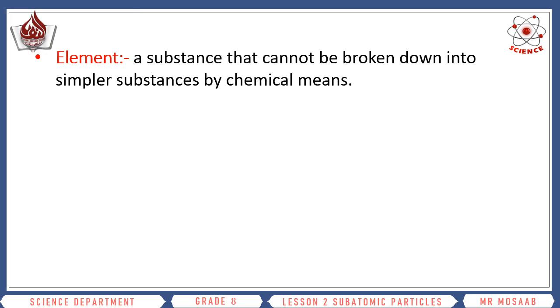Now, element, substance. What is the definition of an element? It means a substance that cannot be broken down into simpler substances by chemical means. You cannot divide it into two new substances. If it is the element sodium, it means that all atoms in this substance are sodium, nothing more. Only sodium atoms.